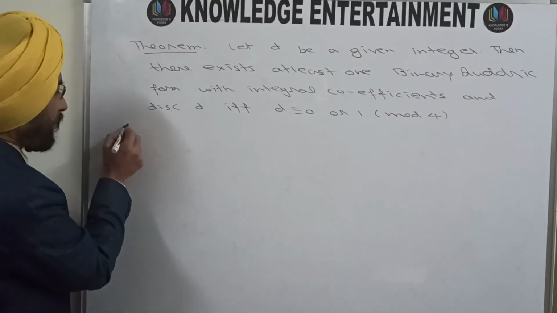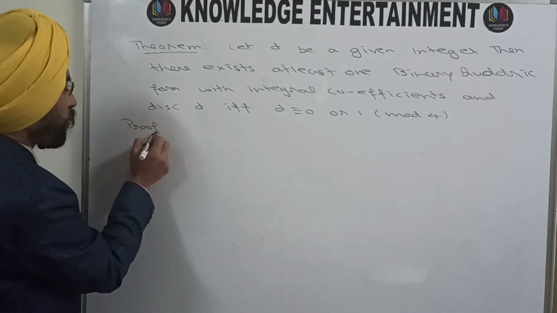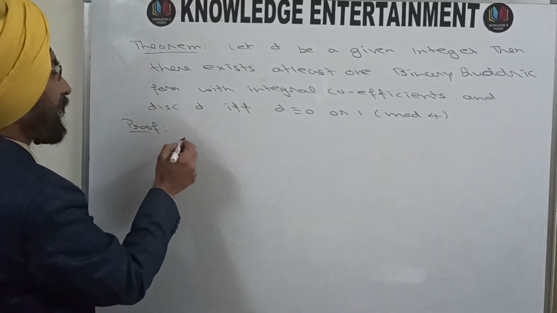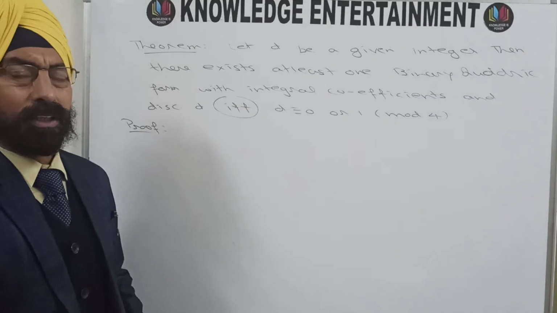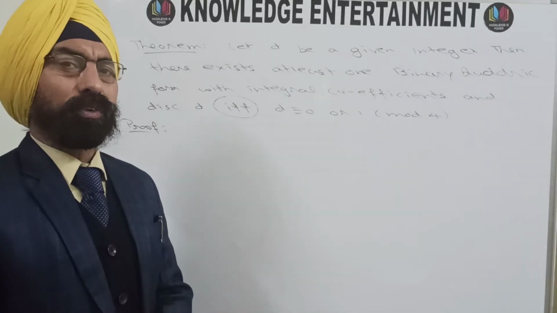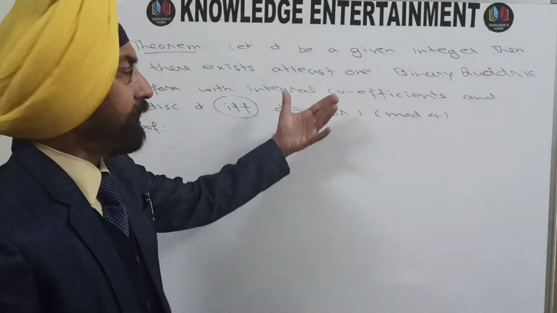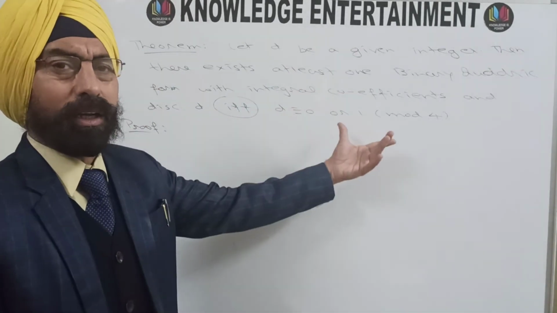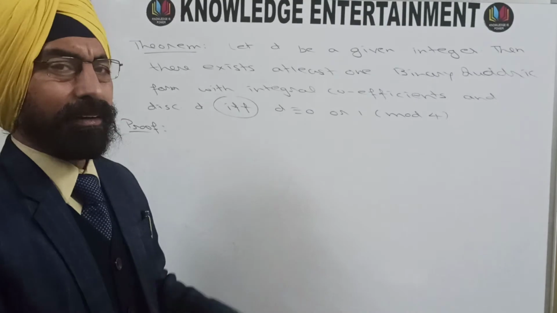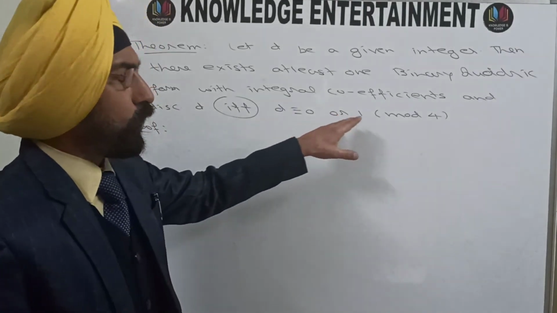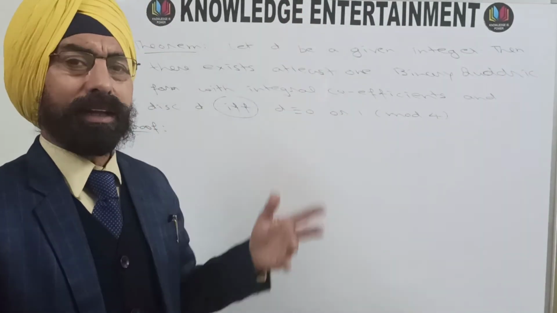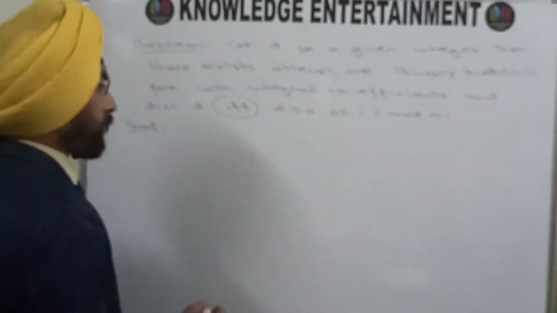Once again, when we move on to the proof, one thing is clear, that we are having here if and only if. So when we will prove directly this theorem, we will suppose that the condition is given and we will show that D is either congruent to 0 or congruent to 1 modulo 4, and then we will take D to be congruent to 0 or 1 modulo 4 and we will prove the converse of the theorem.